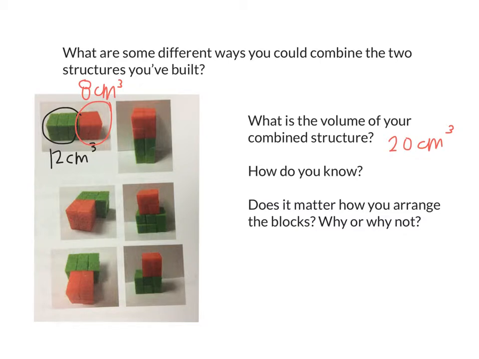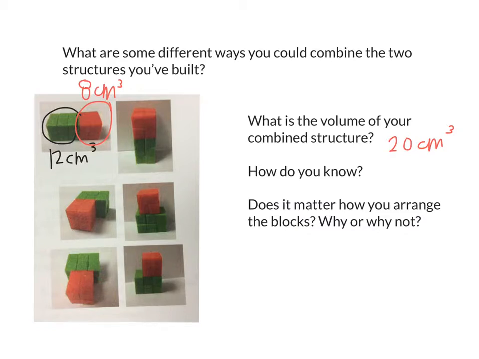Because 12 plus 12 is 24, and you just have to minus. Or 12 plus 8 is 20. How many cubes are there all together on your structure right now? How many blocks? 20. Take a minute right now with your partner to count them. Because we know that there's 20 cubes, that means the volume of this structure is 20 what? Cubic centimeters.